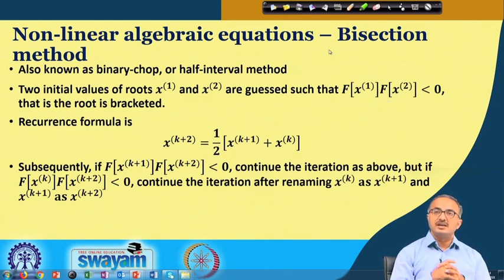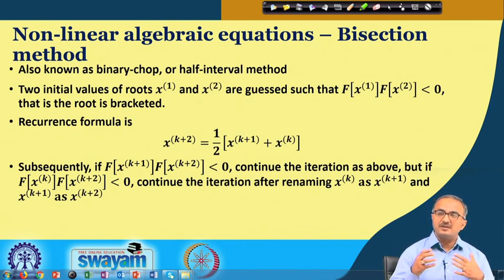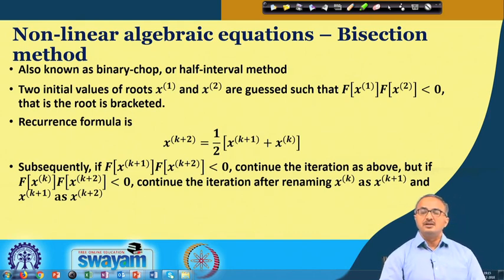What it means is this: f(x1) is on one side, f(x2) is on the other side. If the product of f(x1) and f(x2) is less than 0, it means these two values are bracketing the actual root, because at the actual root the value of f is supposed to be 0. So, if it is positive on one side and negative on the other, then in between these values we have the 0 value somewhere. That is the meaning of this condition.